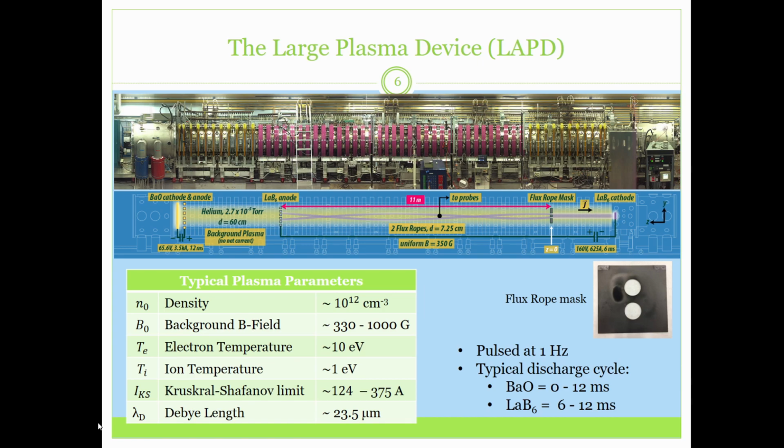The plasma parameters are shown in this table, but in the interest of time, I won't go through them. But it is important to note that the plasma does not continuously discharge, it is actually pulsed. So a typical discharge cycle is about 12 milliseconds, the barium oxide discharges for 12 milliseconds, and then the lanthanum hexaboride discharges for the last 6 milliseconds. This happens at a rate of about 1 Hertz.